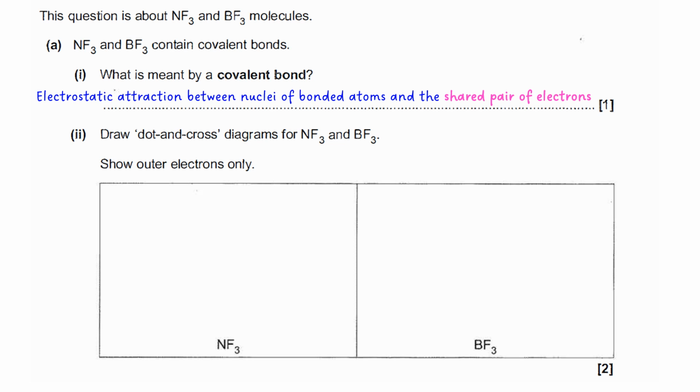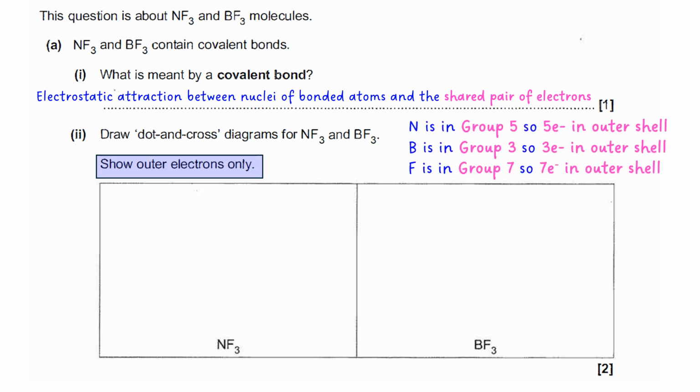So they want you to draw a dot cross diagram for NF3 and BF3. They only want you to show the outer electrons. So the way to approach this is to look at the group that each atom is in. So consulting a periodic table, nitrogen is in group 5, so there'll be 5 electrons in its outer shell. Boron is in group 3, so 3 electrons in its outer shell. And fluorine is in group 7, so 7 electrons in its outer shell. So this will determine how many electrons have to be shared to increase that number of electrons to 8.